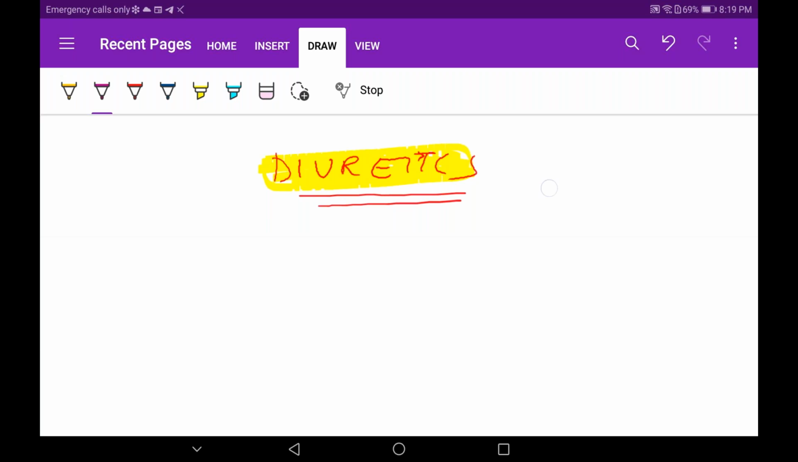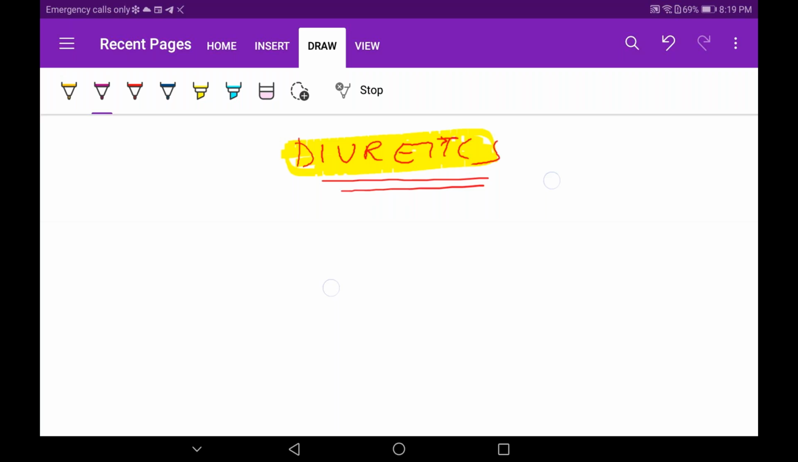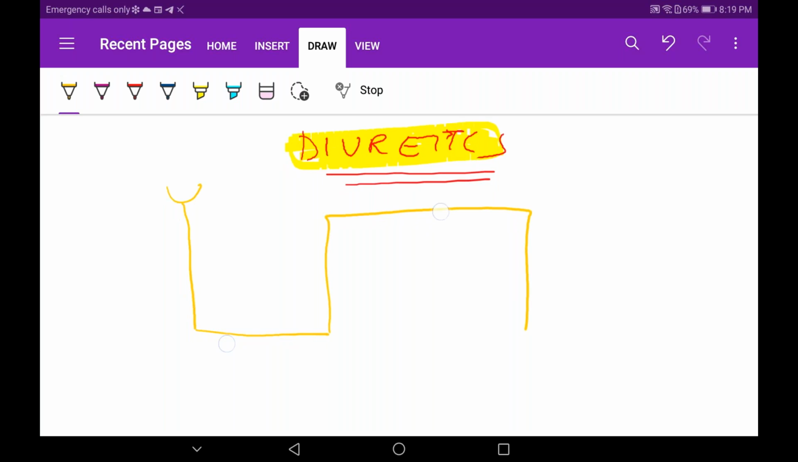Now we are coming to the diuretics part. Remember, I will just touch up on it, you should not go into much detail. I will just touch up on the concept we have learned. Okay, diuretics. What do we mean by diuretics? Diuretics means we want the urine to be produced.